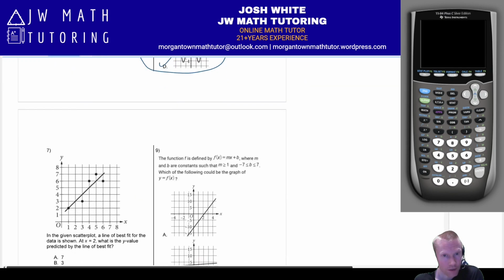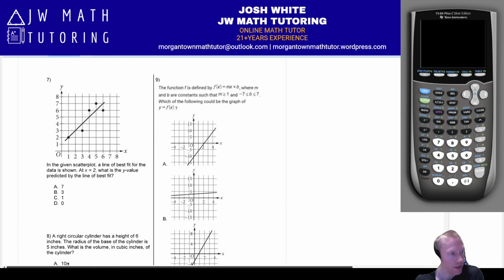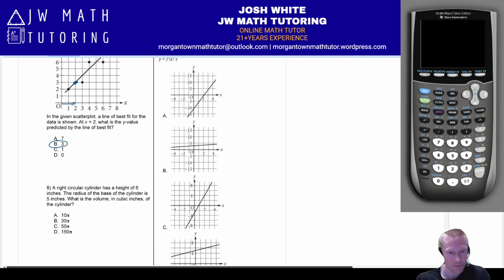Moving on to the next page, we have problem number 7. Here we have a scatter plot with some points on it, but also a best fit line. And it just asks, what's the predicted y value when x is 2? So all we do is go to where x is 2, go up. What's the y coordinate here? And it's just 3. So the correct answer is B, 3, and that's it. Nothing more. Just asking for the y coordinate for when x is equal to 2.